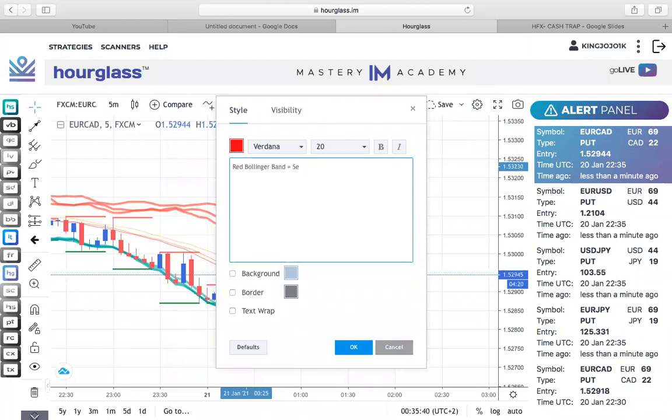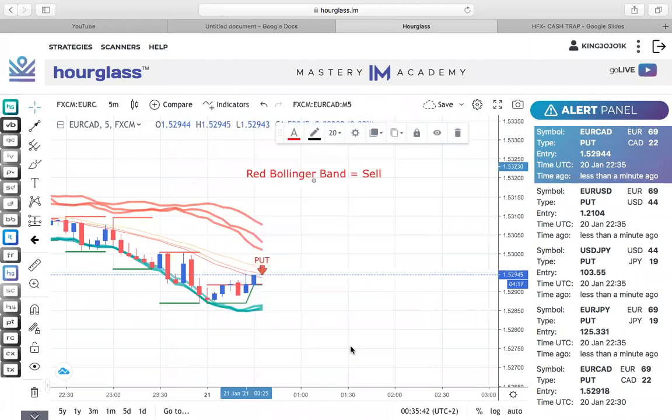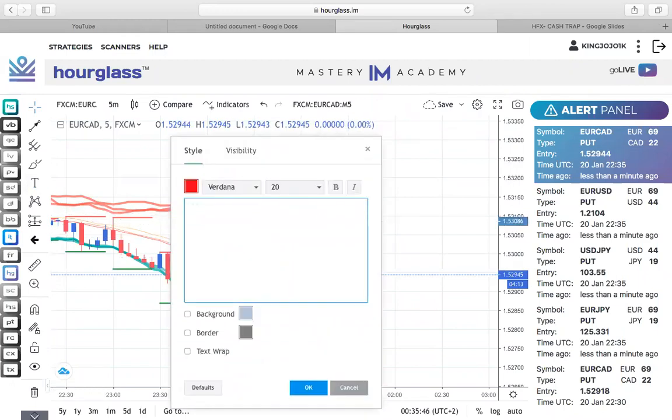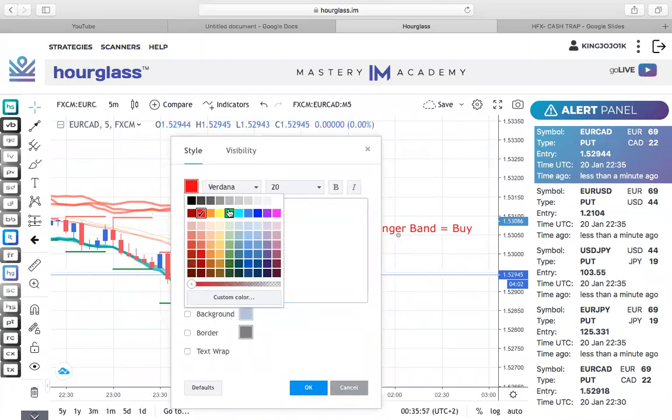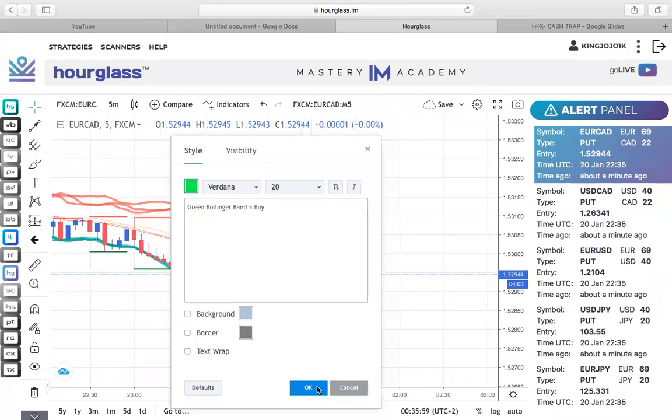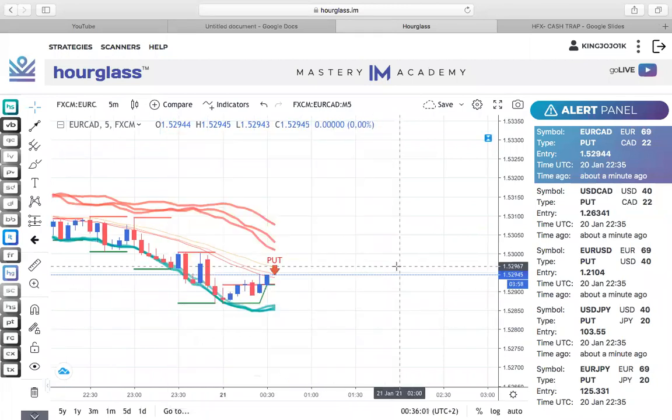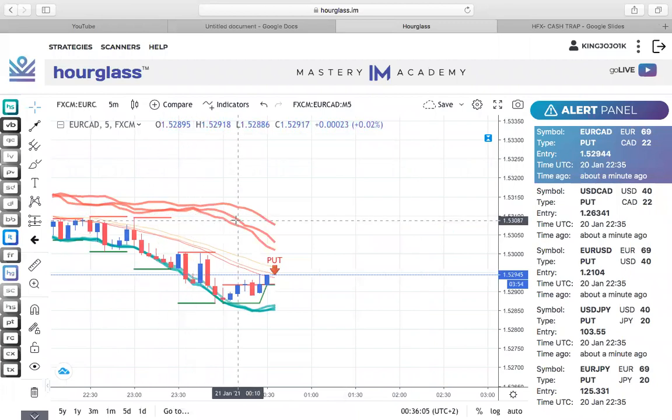Equals sell. All right. Now, equals buy. That's crazy. So it just erased it, I guess, because it's repopulating every time. So, all right, I'm not even going to type it.